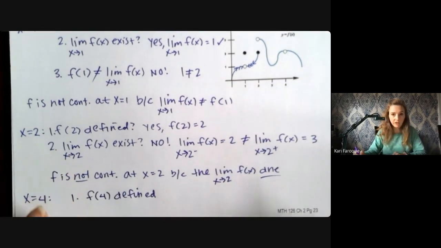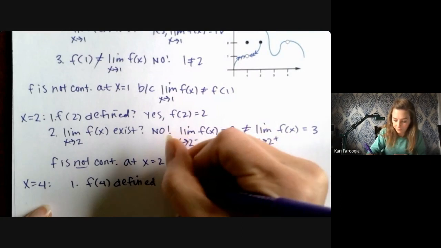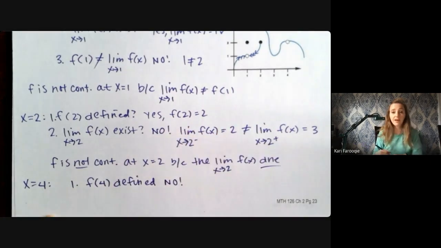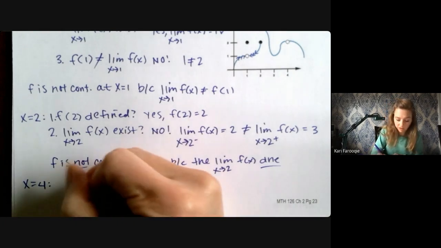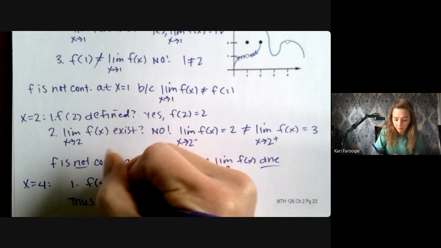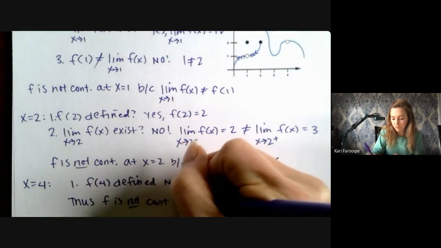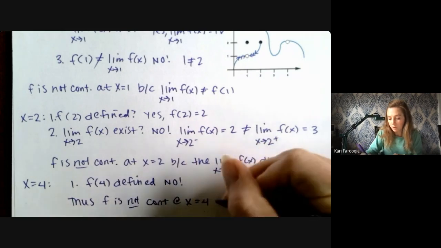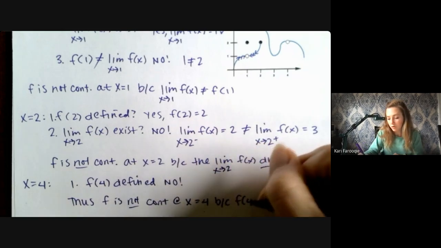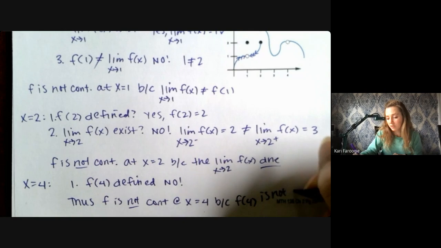So you would just say, no. f of 4 is not defined. There's a hole. There's no other point where it could possibly exist. So you would say, thus, f is not continuous at x equals 4 because f of 4 is not defined.